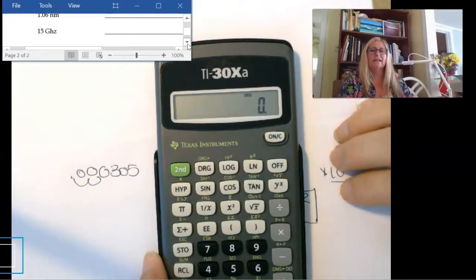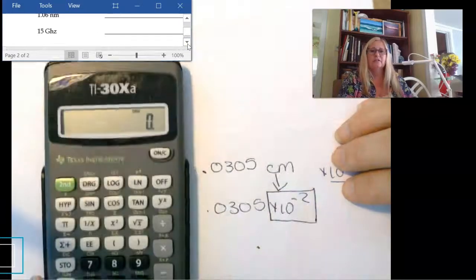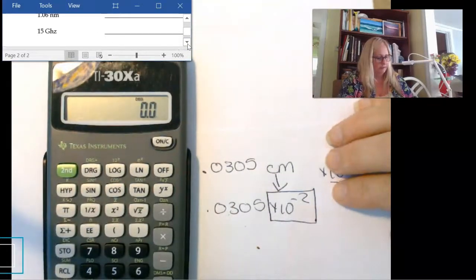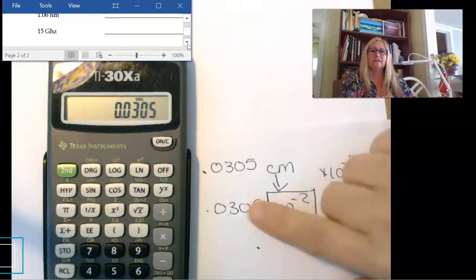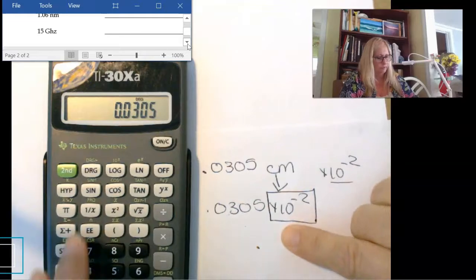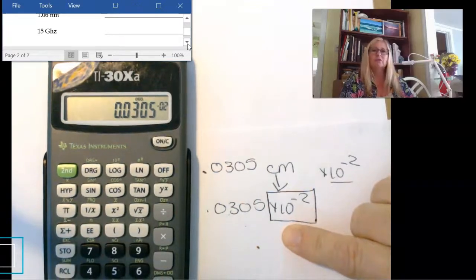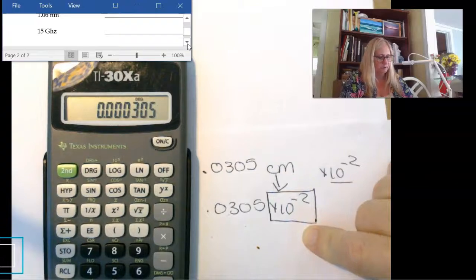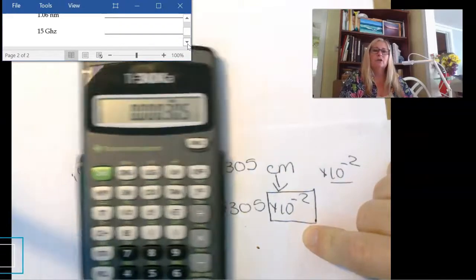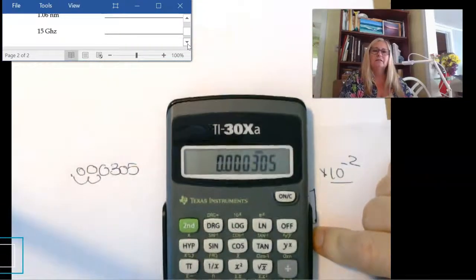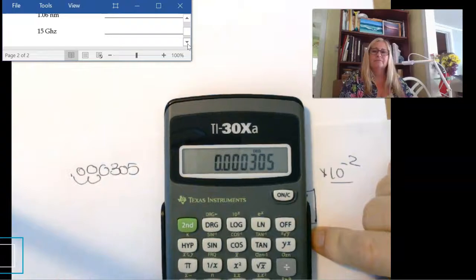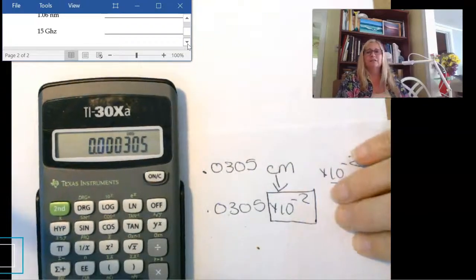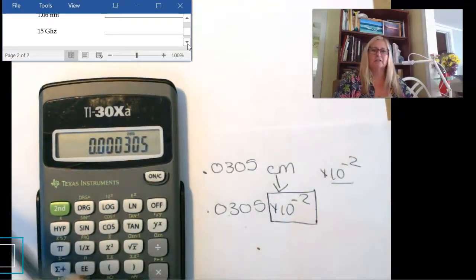So let's do that again. We're doing 0.0305, right? And then we're going to do EE -2. That represents this scientifically. Now if I press equals, it should come out to the correct number. And it is. So that's how you do the last steps of the problem with this worksheet.